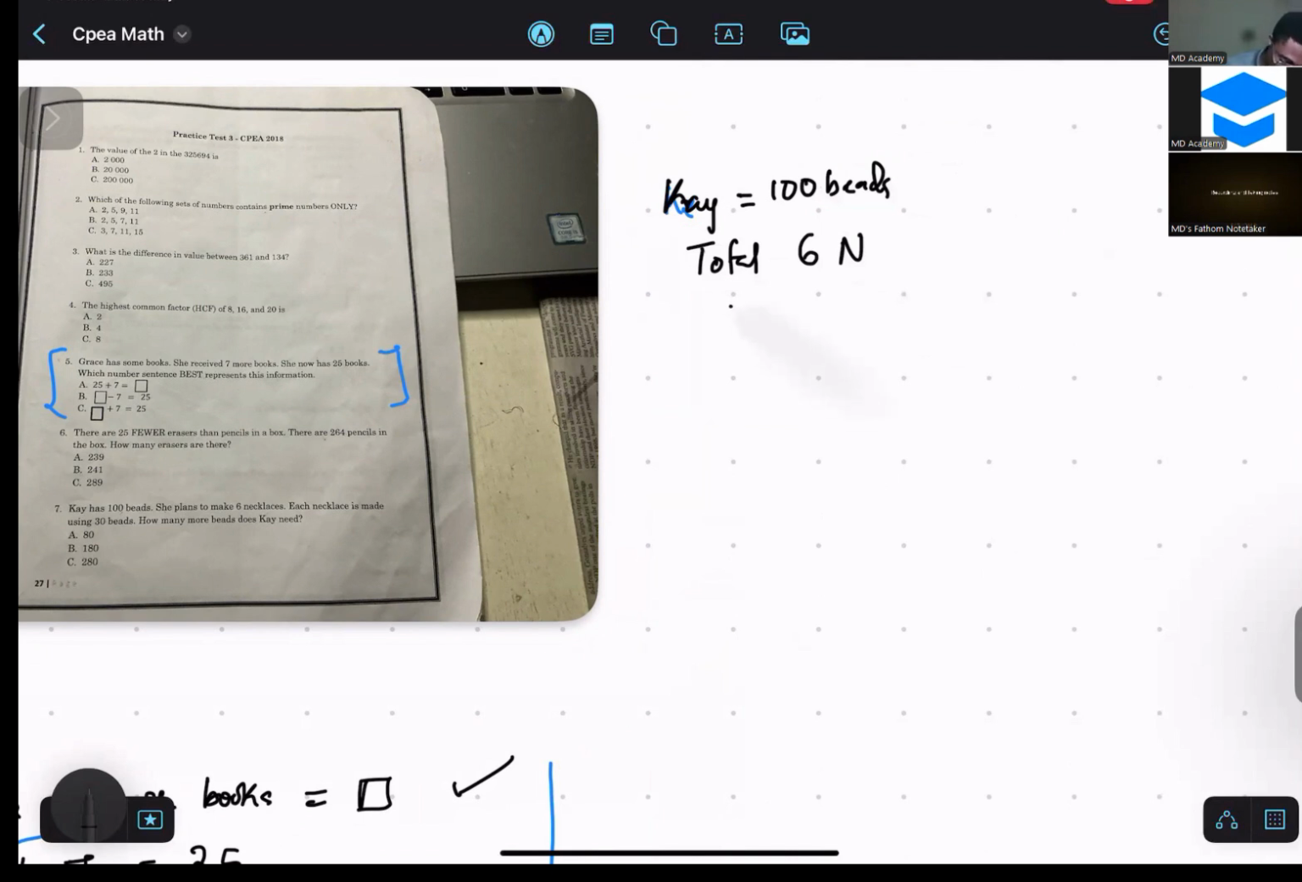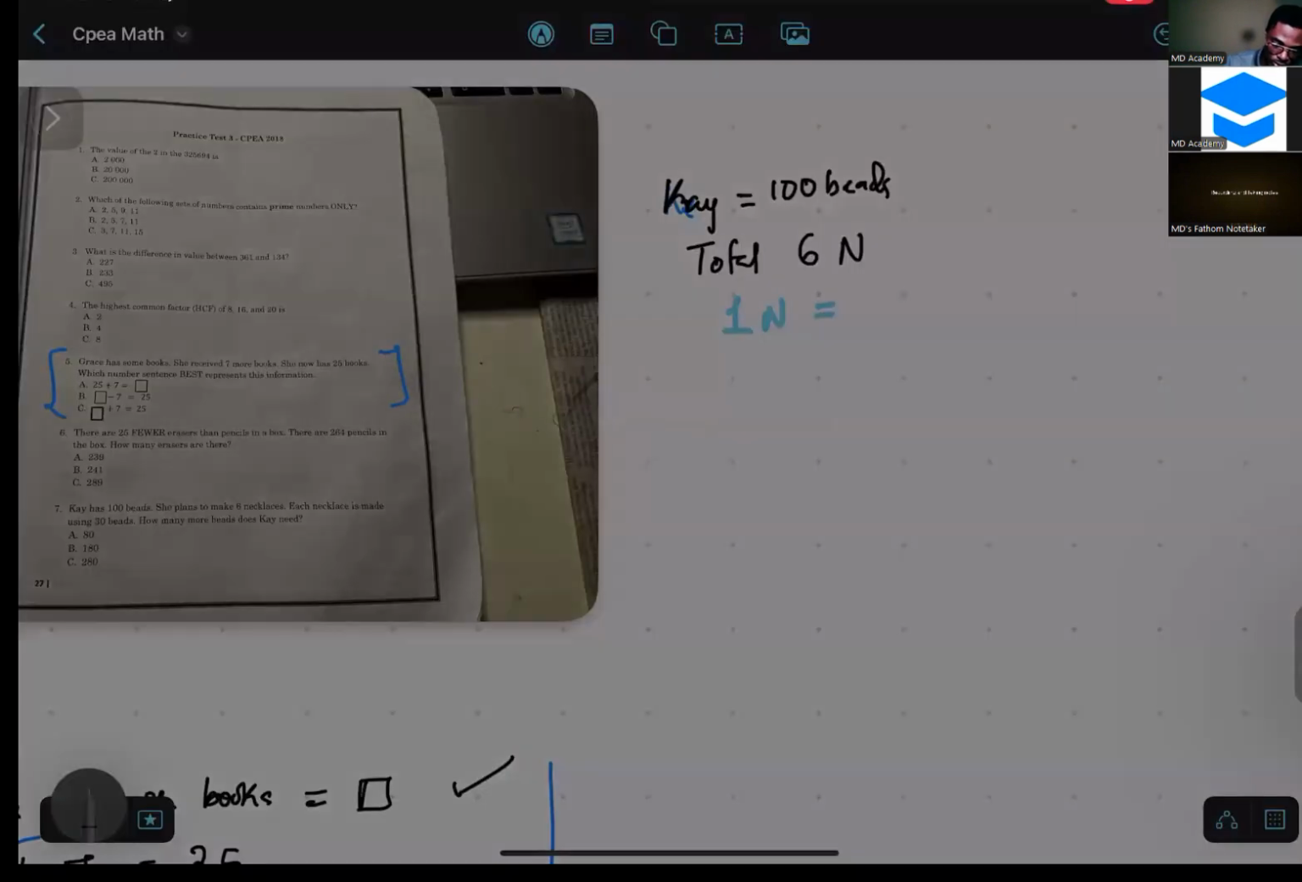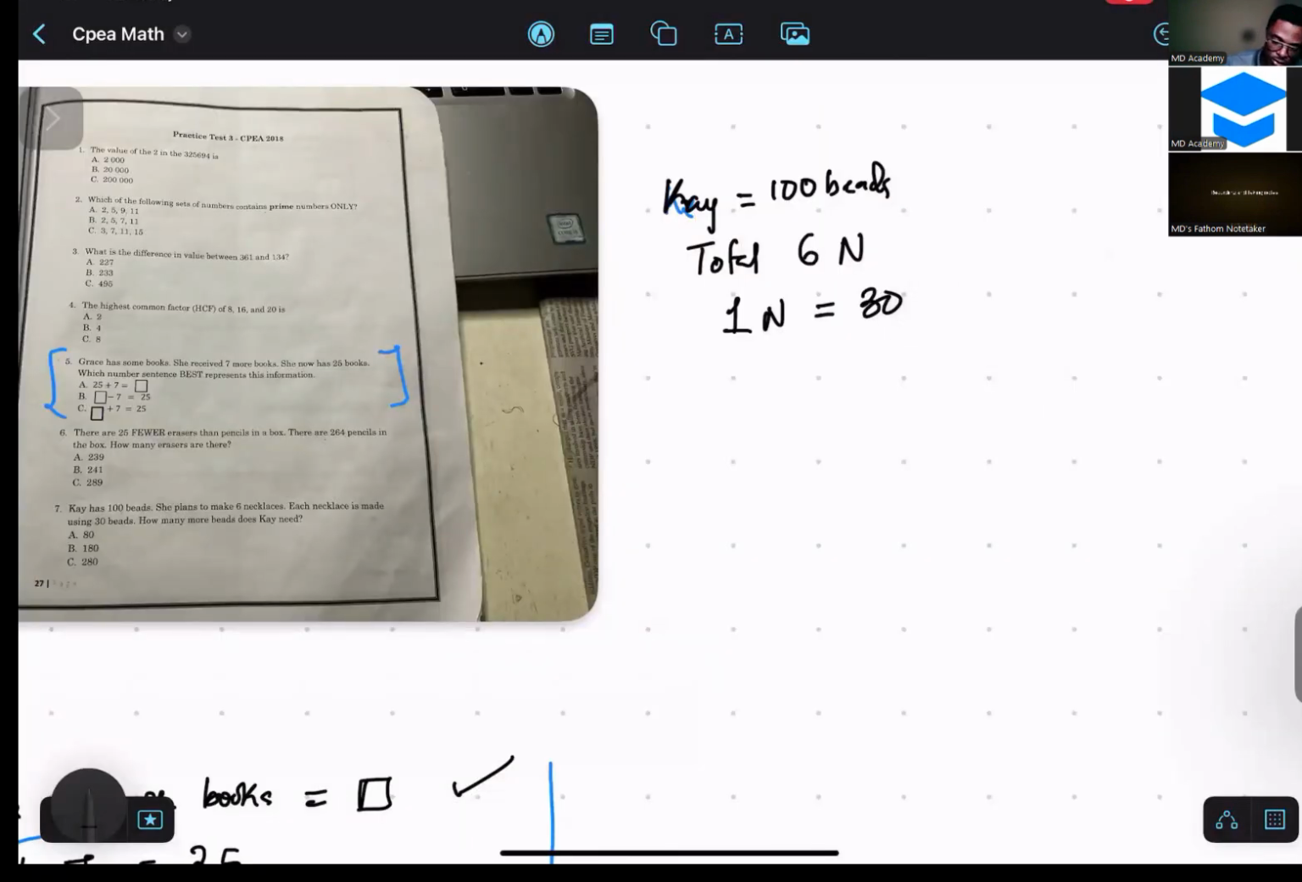Now this is the way you translate this. You would say each, which is 1, each means 1 necklace is made using 30 beads. It means that the 30 beads is equal to 1 necklace because it's made using 30 beads, right? Therefore 1 would be equal to 30 beads. This is actually a very important relationship. All right. So they've created a relationship between the necklace and the beads, and this is what you're looking for. All right. This is a simple way to express it.